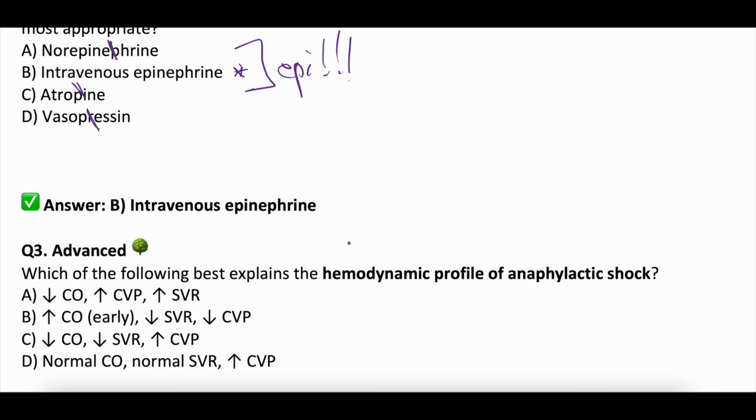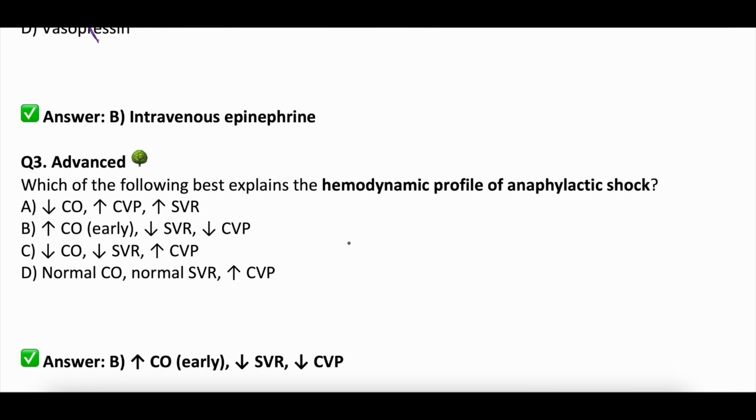You might need to pause it because obviously we went through those quick, but the correct answer here is answer B. So you get an increased cardiac output early, right? Because your heart is just contracting away to try to perfuse. You have a decreased systemic vascular resistance, right? So much vasodilation. That's one of the hallmarks. And you have a decreased CVP because you're so vasodilated and you have those leaky capillaries that lead to hypovolemia, so your central venous pressure, your right atrial pressure, is going to be low. All right. So correct answer is B.